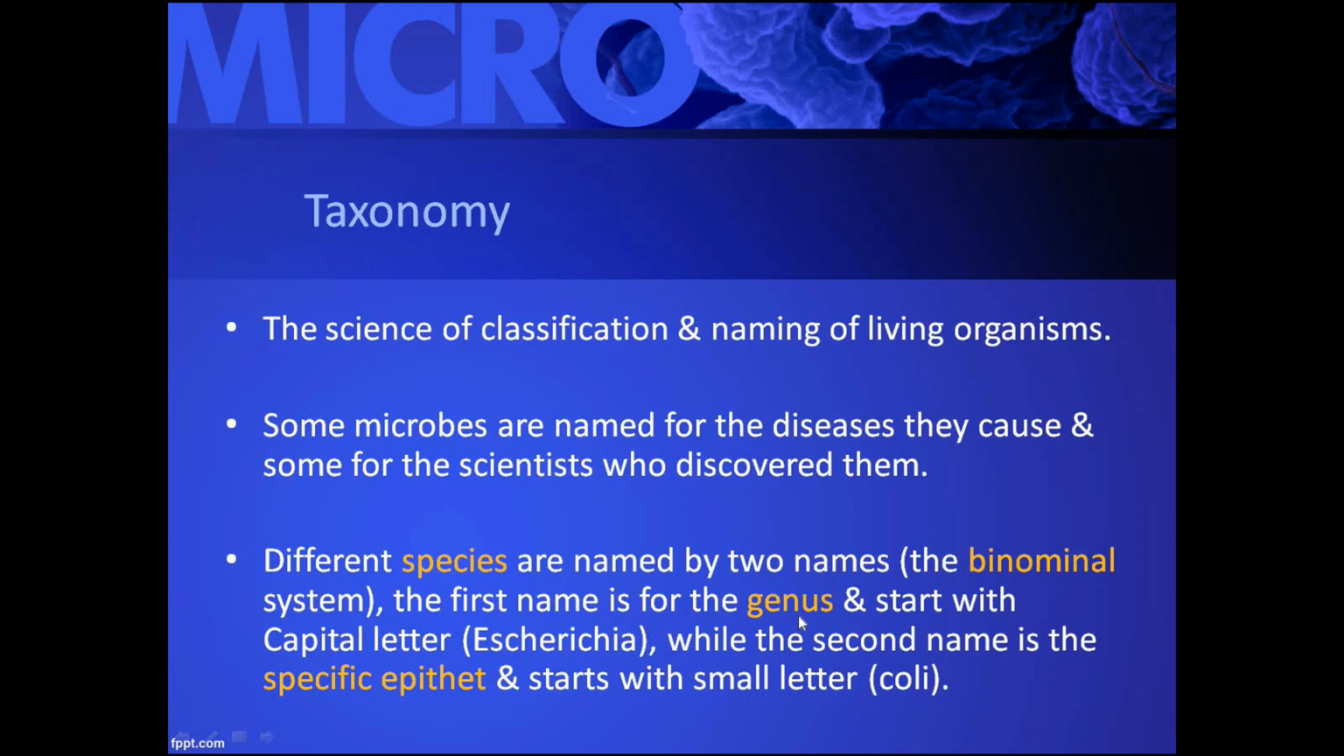The first name is for the genus and starts with a capital letter. For example, in Escherichia coli, Escherichia is the name for genus and starts with capital E, while the second name, coli, is the specific epithet. This is the specific name for this organism and starts with a small letter, coli.